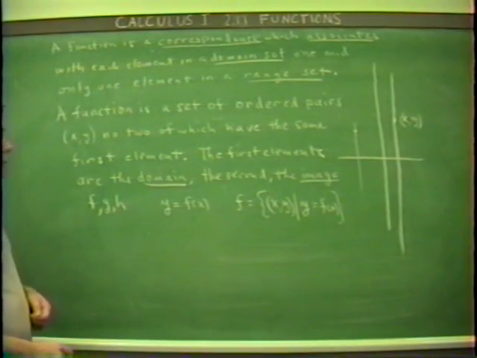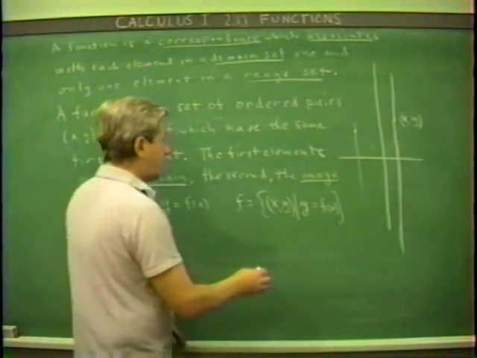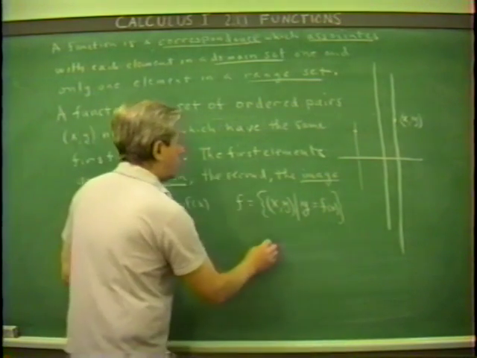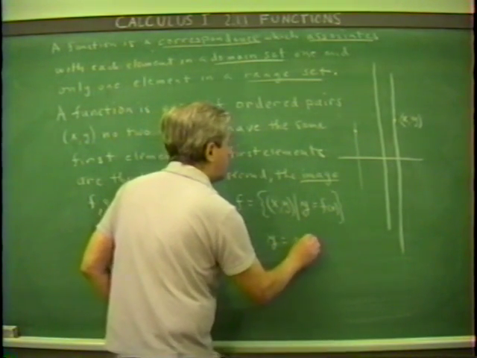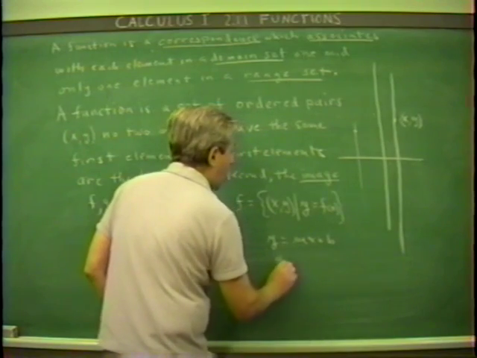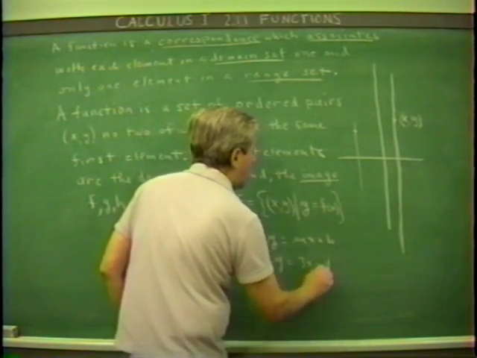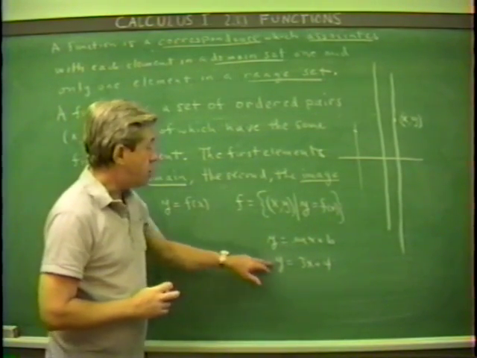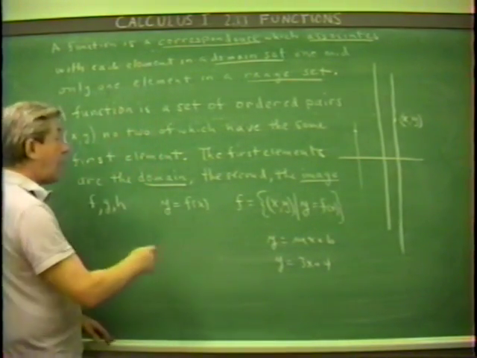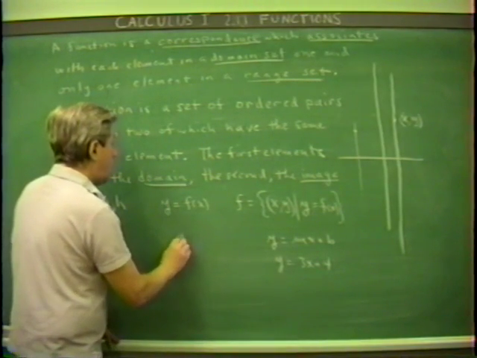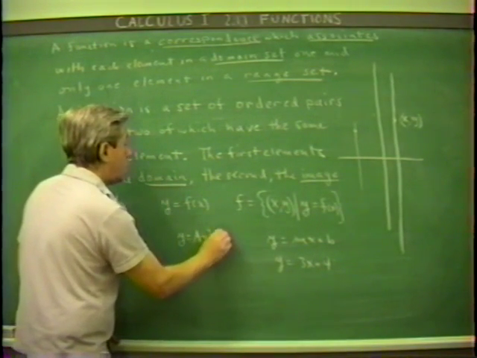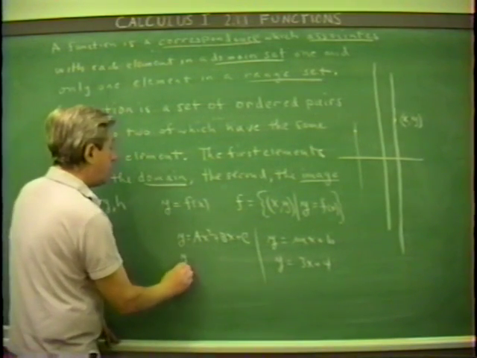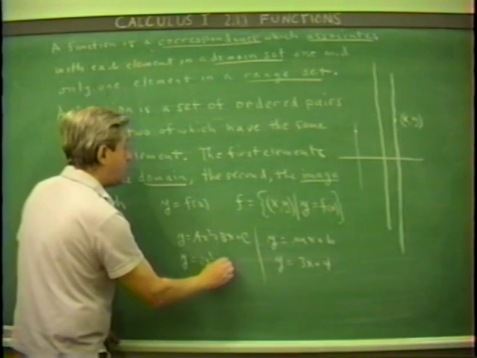Examples of some functions. Some of the things we've already looked at are functions. The equation of a line which is not vertical is a function. So, for example, y equals mx plus b, or in particular, y equals 3x plus 4, has a graph which is a function. This describes a function. Likewise, a parabola opening upward, y equals ax squared plus bx plus c, is a function. Or in particular, let's say y equals 2x squared minus x plus 7.